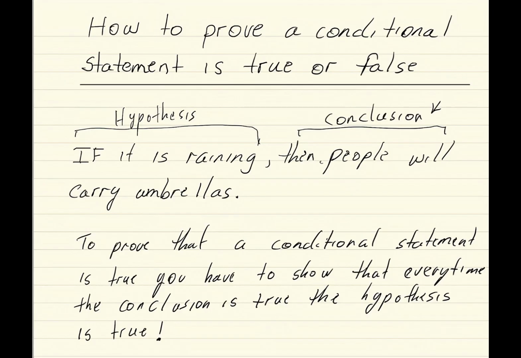Now, it's not always going to be true, because obviously you do see some people carrying umbrellas when it's not raining. But just understand that to prove a conditional statement is true, you need to show that every time the conclusion is true, the hypothesis is always true.